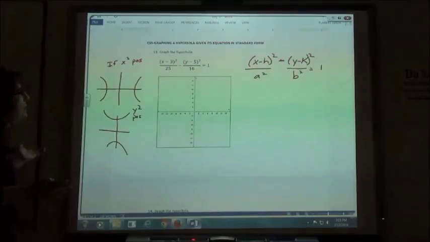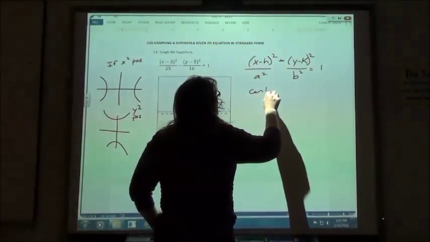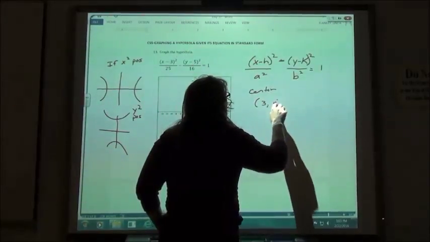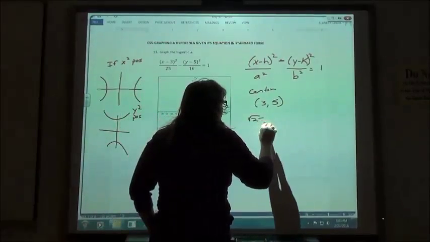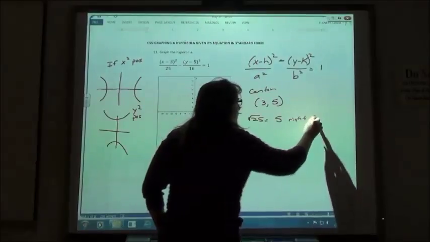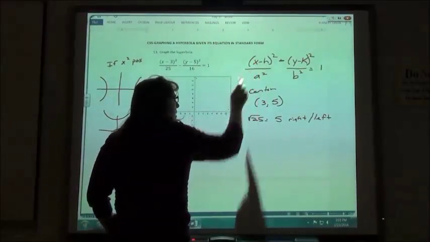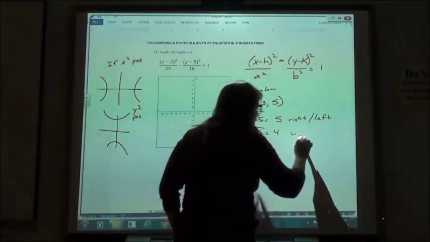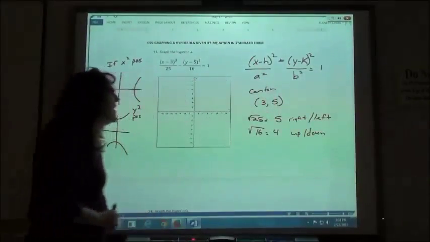Same type of thing happens when I solve this. My center again is at (h, k). So my center is going to be at 3, 5. Square root of 25 is going to be 5. That's going to go right and left because it's under the x. The square root of 16 is 4. That's going to be the up or down since that's under the y.